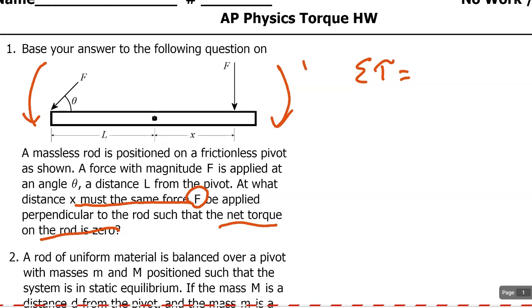So this is the negative torque, right? Yeah. This is the positive torque. So the positive torque plus the negative torque won't equal 0. And then whatever you get, you have to find out what will make that 0. So that's it with that one.